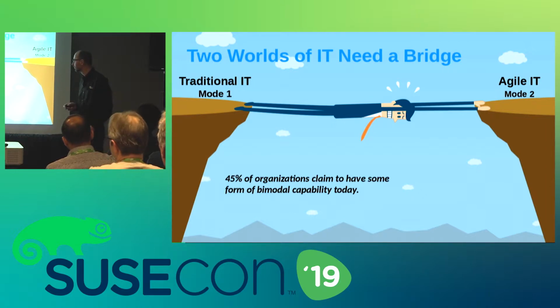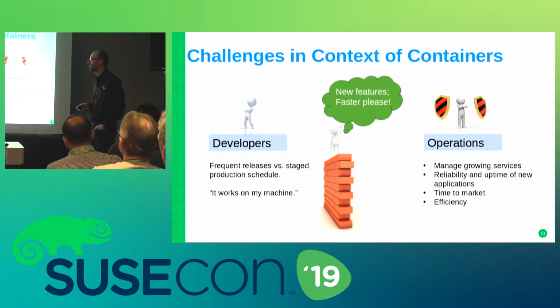There's research that at least 50% of various organizations have this kind of split and would need such a bridge. And that's where containers come into play. This is one of the frequent situations. You have developers on one side and operations on the other side, and they are working together in a way that developers develop some application, they build it, it works on their laptop, and then they throw it over the wall to the poor guys in operations who have to run it.